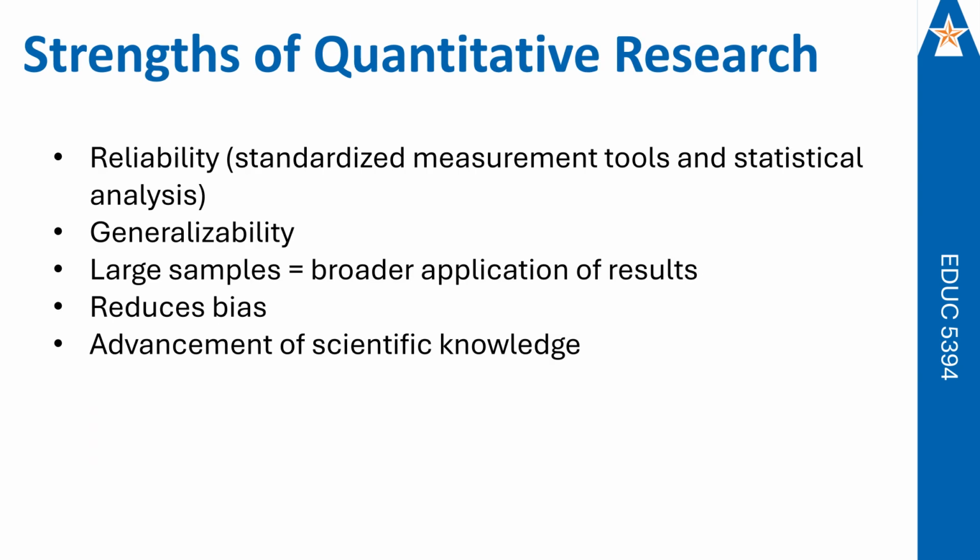Quantitative research is strong because it produces reliable, objective results that can be replicated using standardized tools and statistical analysis. It also allows for generalization to larger populations due to larger sample sizes and helps reduce bias by relying on numerical data. Overall, it supports precise measurement, hypothesis testing, and understanding relationships and cause and effect, which advances scientific knowledge. All of these strengths rely on a high-quality research process.